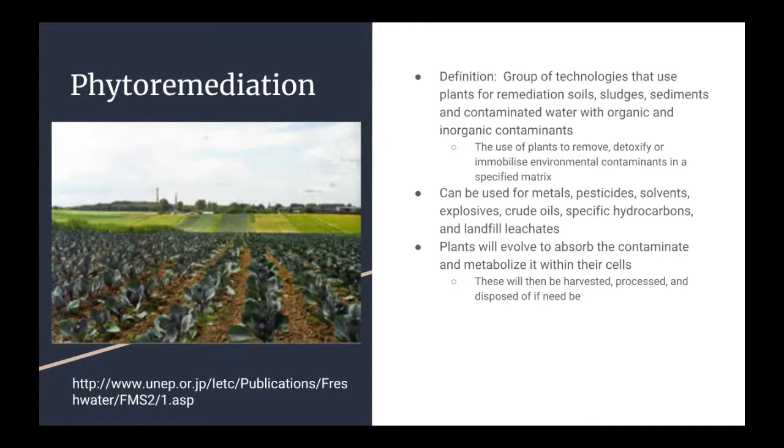Phytoremediation can be used for the removal of metals, pesticides, solvents, explosives, crude oils, specific hydrocarbons, and landfill leachates. Phytoremediation is when plants are able to evolve to absorb the contamination and are able to metabolize it in their cells. From there, these plants will be harvested, processed, and if need be, disposed of, which can allow the environment to return to its natural state when it does come in contact with contaminants.